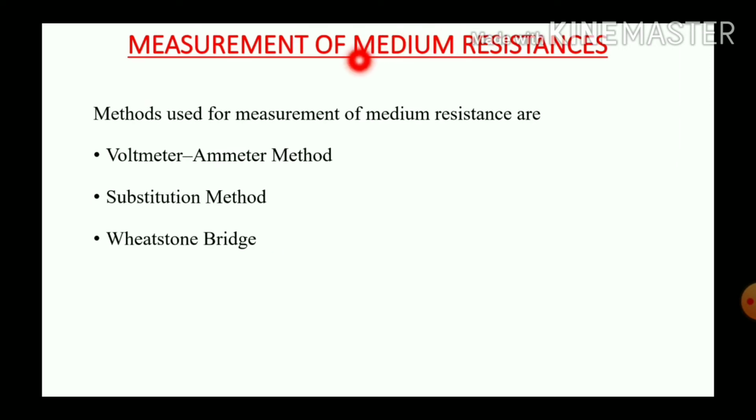Next, move on to measurement of medium resistance. The first method is voltmeter ammeter method and second is substitution method. In substitution method, as the name implies, the value of unknown resistance is substituted with a standard resistance. Next is measurement of resistance using Wheatstone bridge. The working principle of Wheatstone bridge is null deflection principle.